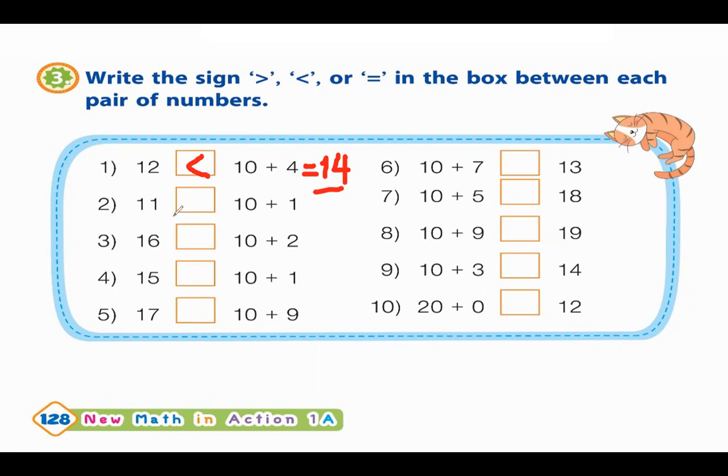Number 2, example, 11 and 10 plus 1. So if 10 plus 1 is 11, that means they are equal. Okay, because 11 and 11, so they are equal. So I know you can do it, students. Please try to answer 3 until 10 on page 128 on your workbook.